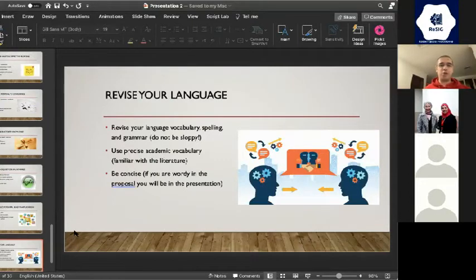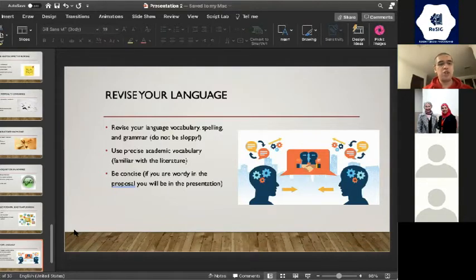Finally, revise your vocabulary, spelling, and grammar, because if you don't, a single spelling mistake can give the impression that you're sloppy because you didn't take the time to revise it. And again, that can be the reason why, oh, if he or she didn't care to revise the proposal, they are not going to do a good job with the presentation.